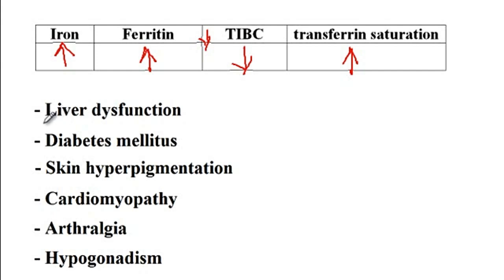Now in terms of features of this disorder, these patients will have liver dysfunction from cirrhosis, which increases the risk of hepatocellular carcinoma. Another feature of this disorder is diabetes mellitus, and that is due to the iron deposition in the pancreas, which causes problems with insulin production, and thus patients can develop diabetes mellitus.